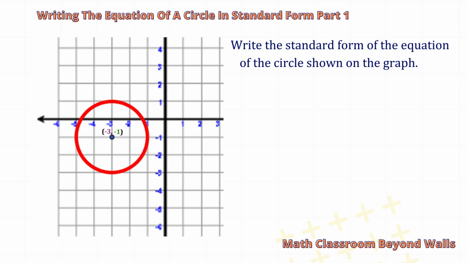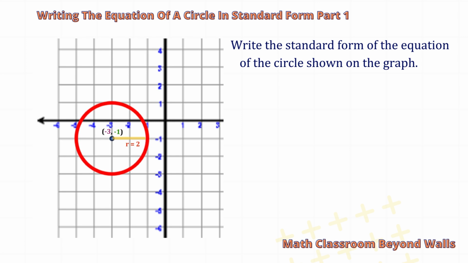How do we determine the radius again? Right. Draw a horizontal or vertical line from the center to the circle. Then determine its distance or length by counting the number of units covered by that line segment you have drawn. So here we go. 1, 2. The radius is 2 units. Now we have what we need. The center of the circle (h, k) at (-3, -1), and its radius r, which is 2 units. Take note, h here is -3 and k is -1.